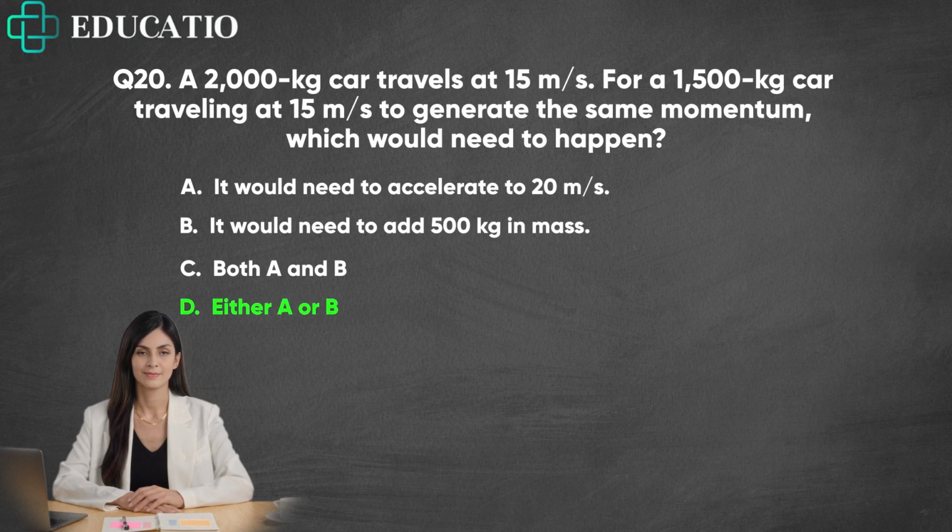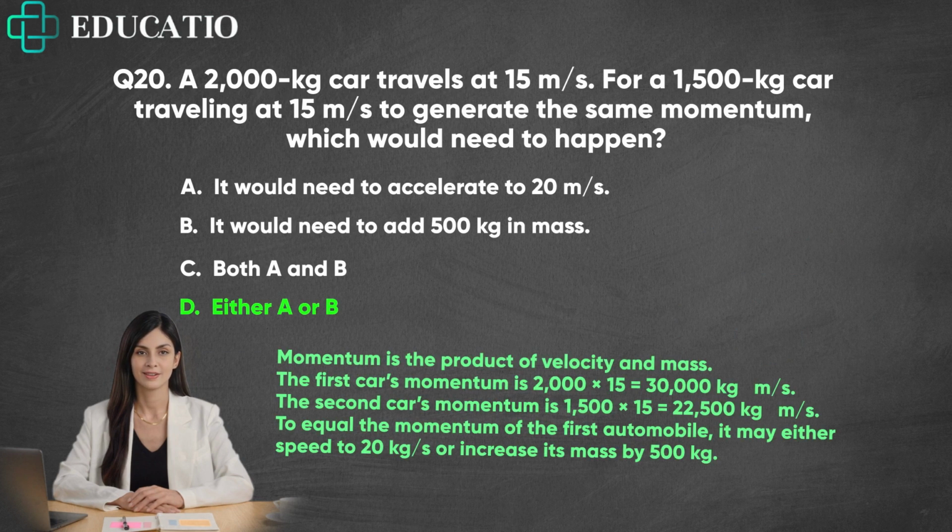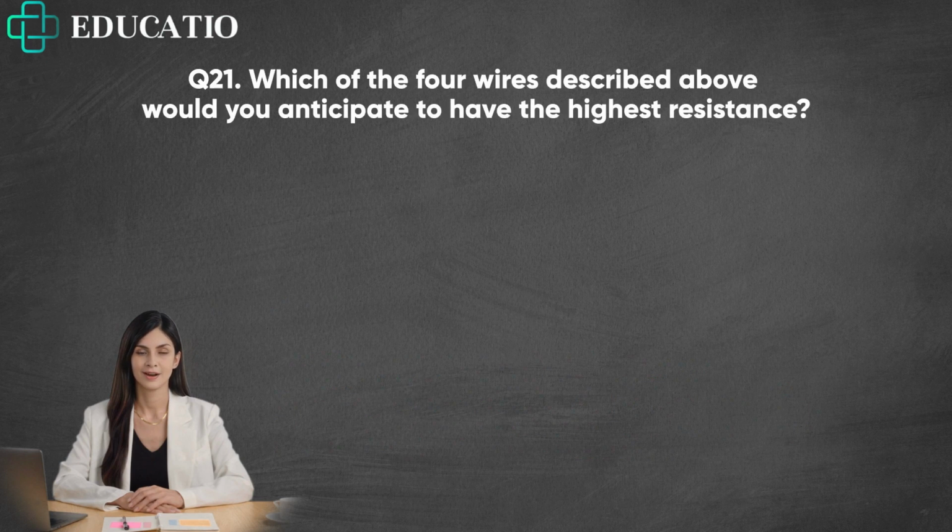Answer. D. Explanation: momentum is the product of velocity and mass. The first car's momentum is 2,000 times 15 equals 30,000 kgm/s. The second car's momentum is 1,500 times 15 equals 22,500 kgm/s. To equal the momentum of the first automobile, it may either speed to 20 meters per second or increase its mass by 500 kilograms.